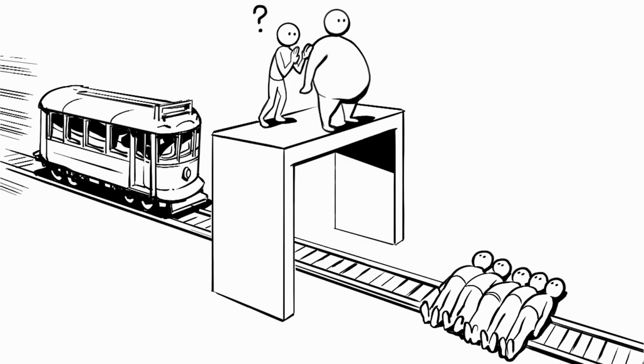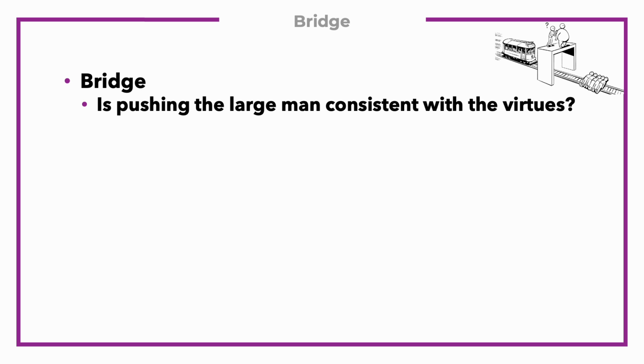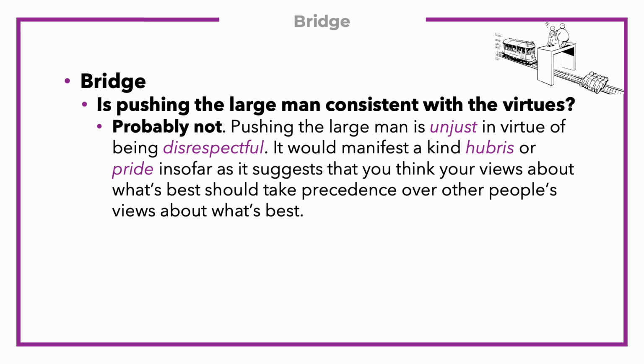But we have this other case, and this case sort of poses potential problems because it looks like in many ways it's the same setup, but people's intuitions change. And I think that virtue ethics can kind of explain why there's a change here. So I think that pushing the large man probably isn't consistent with the virtues. It's unjust in virtue of the fact that it's disrespectful. It's using them as a means. It's pushing them without their consent. Those sorts of Kantian considerations seem kind of relevant.